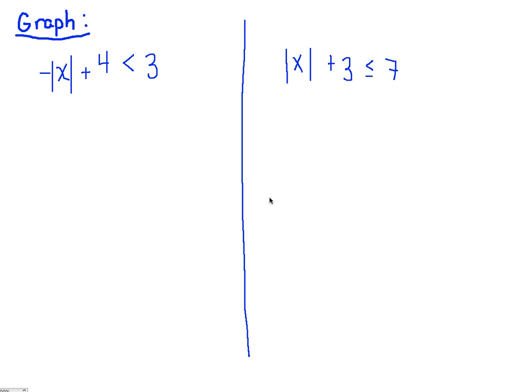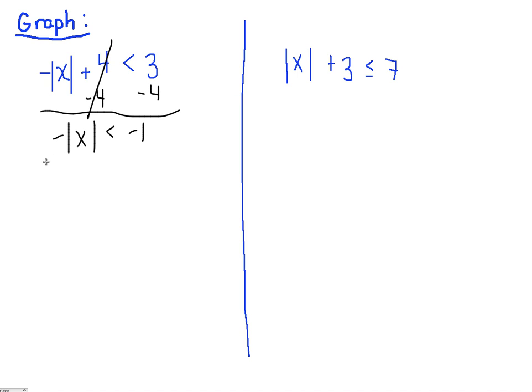In this video, we're going to talk about absolute value inequalities like this one. So in this case, let's look at this first one. We have the negative absolute value of x plus 4 is less than 3. So we can go ahead and solve that by subtracting 4 from both sides at first. And that cancels out, and now I have the negative absolute value of x is less than negative 1. The last step is to divide both sides by negative 1.